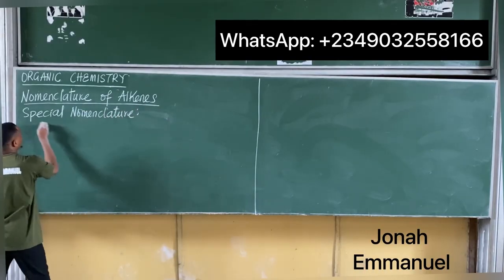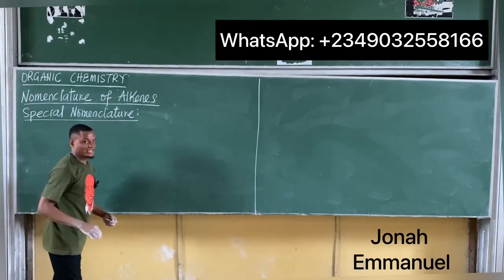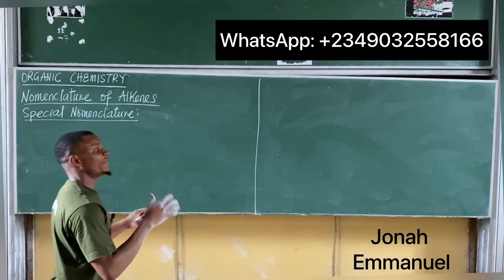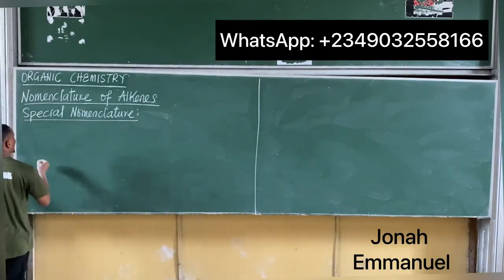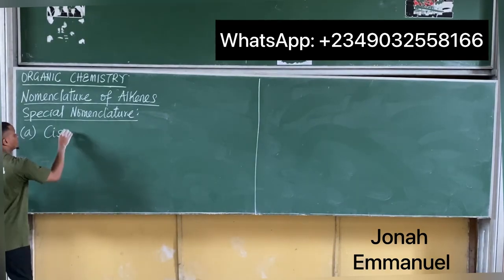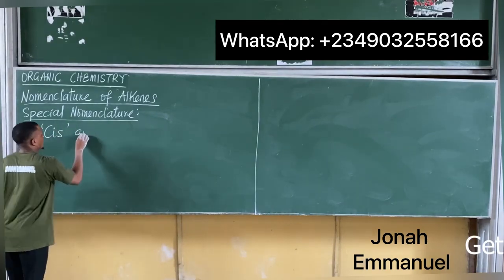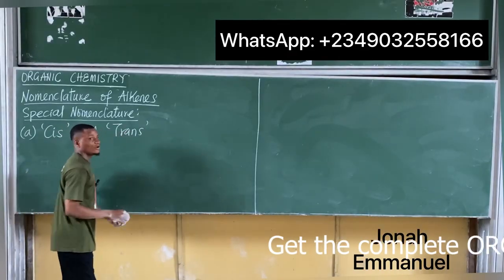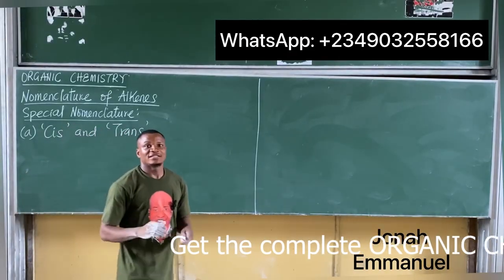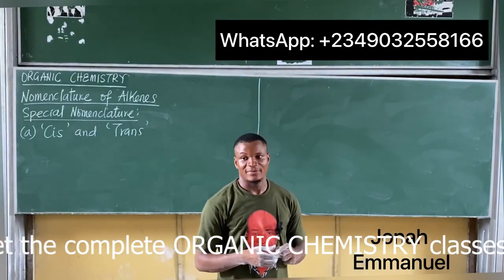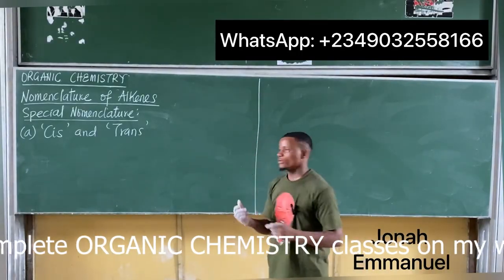Let's look at some special nomenclature of alkenes. The first set of special nomenclature we consider is the cis-trans system of naming alkenes. That's from the concept of geometric isomerism, which we did last time. Let's do a few examples and move on.